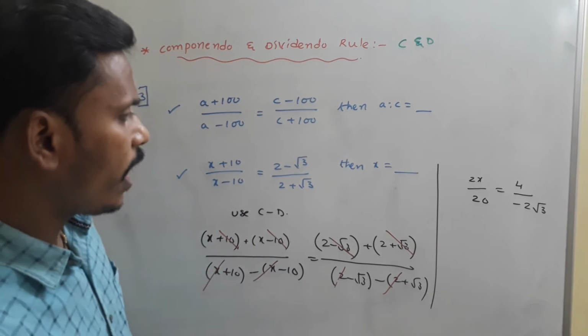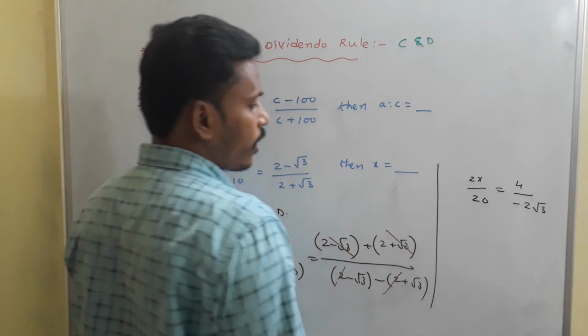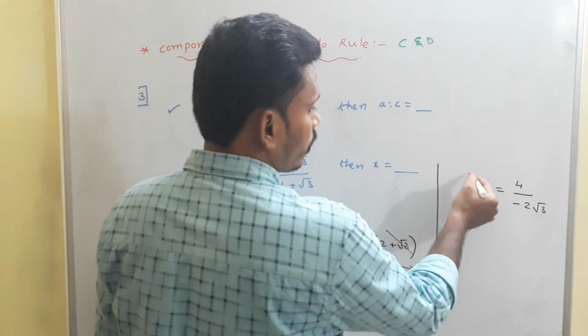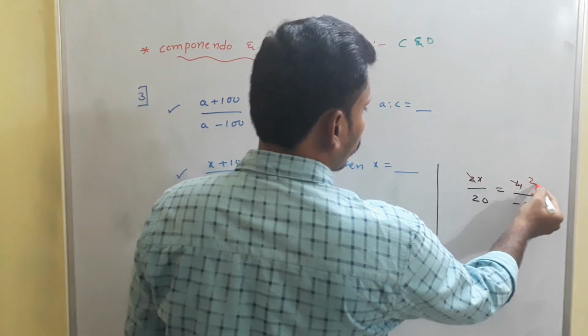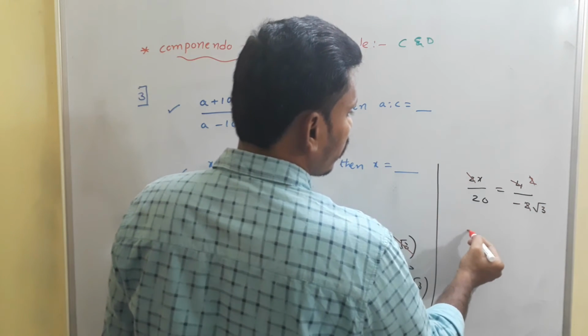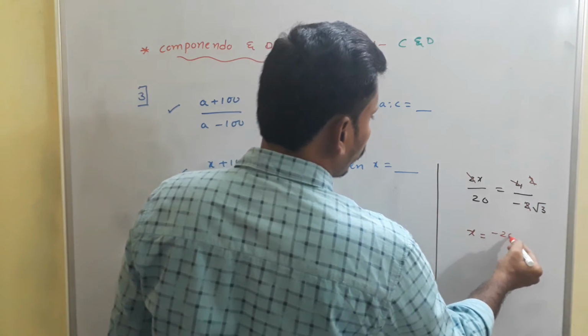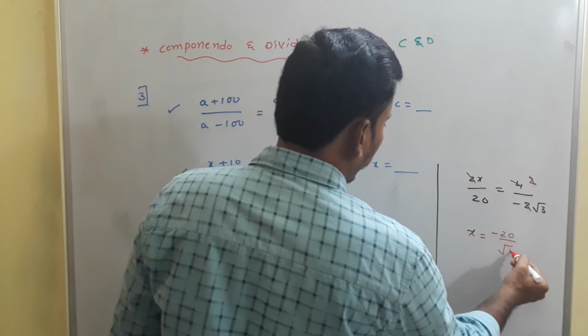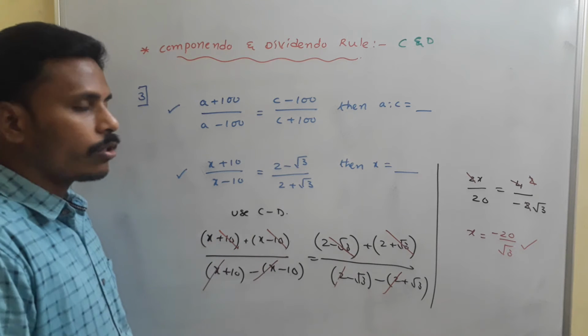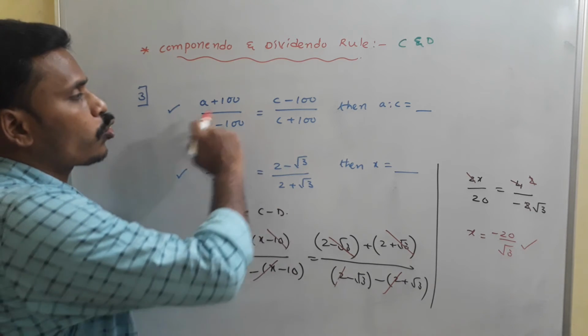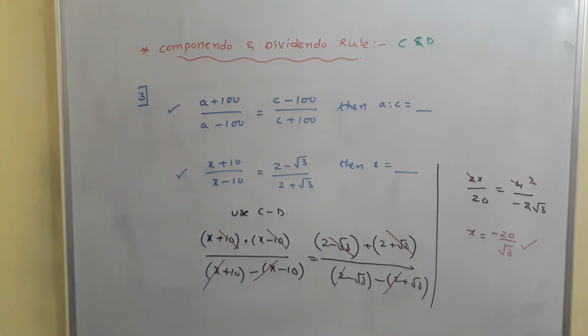Since we need to find the value of x, just go with usual cancellation. So how to proceed? See, there are many ways. The 2 and 2, and this 2 and that 2 get cancelled, and finally x is equal to minus 20 divided by √3, and that's your answer. Okay, just have a look. If it is okay, then try to solve this first one. Have a look.